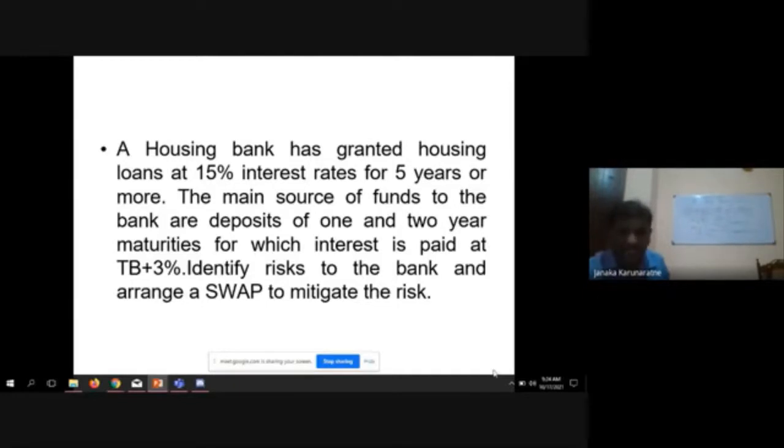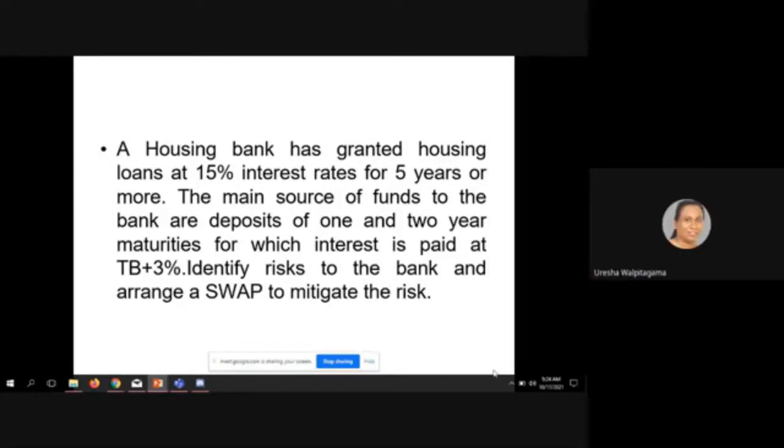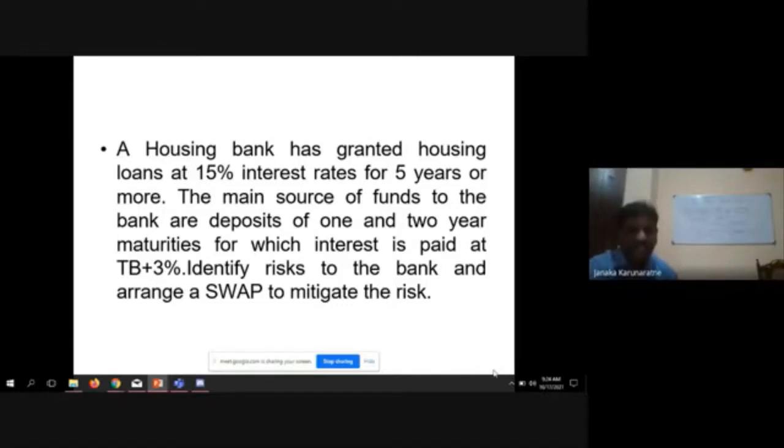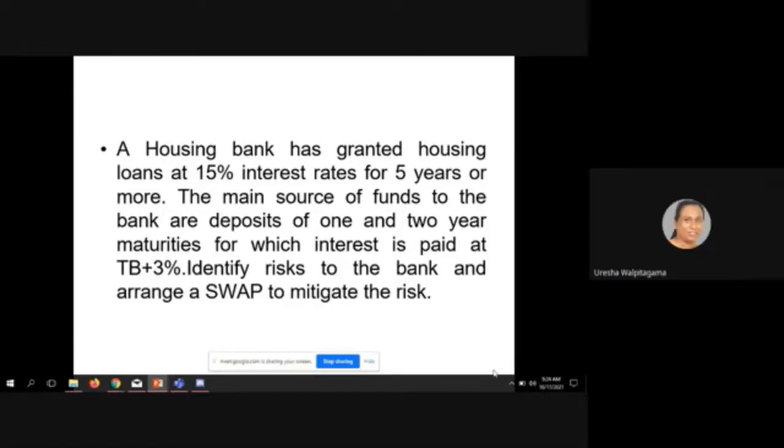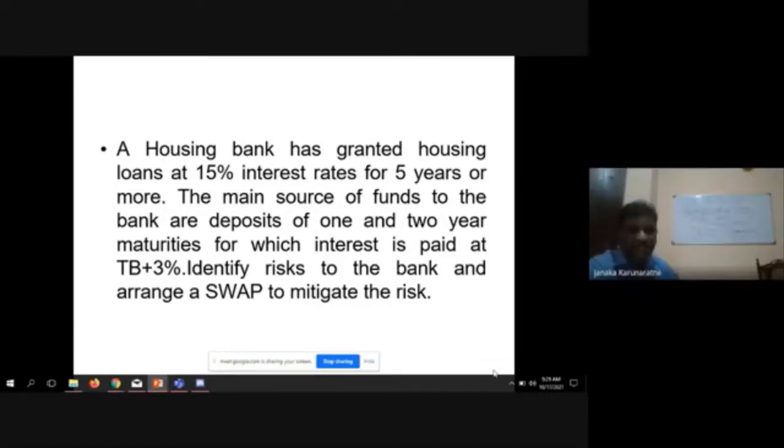So again, what is the risk to the bank here? What is the risk to the bank? Can someone tell? Risk to the bank? Declining interest rates. Declining interest rates. Anyone else? Does everybody agree with that or no?